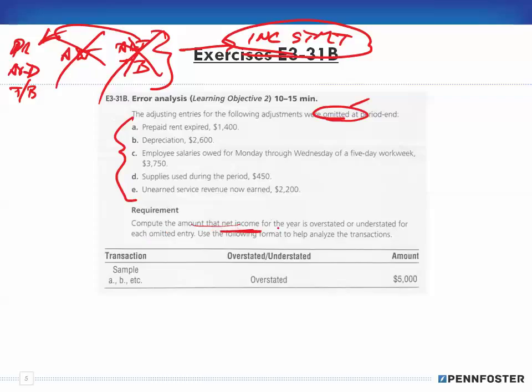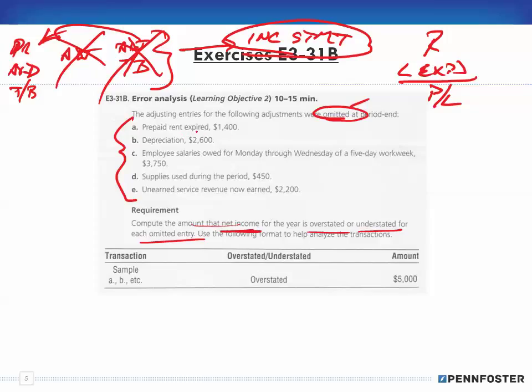So it says compute the amount of the net income for the year. That net income for the year is overstated or understated for each omitted entry. Okay? And then use the following format to analyze the transactions. So in other words, on our income statement we have revenues less expenses gives us our profit or loss. And what we're doing is we're trying to say, okay, is that profit or loss overstated or understated, and by how much? So for letter A, it says prepaid rent expired.